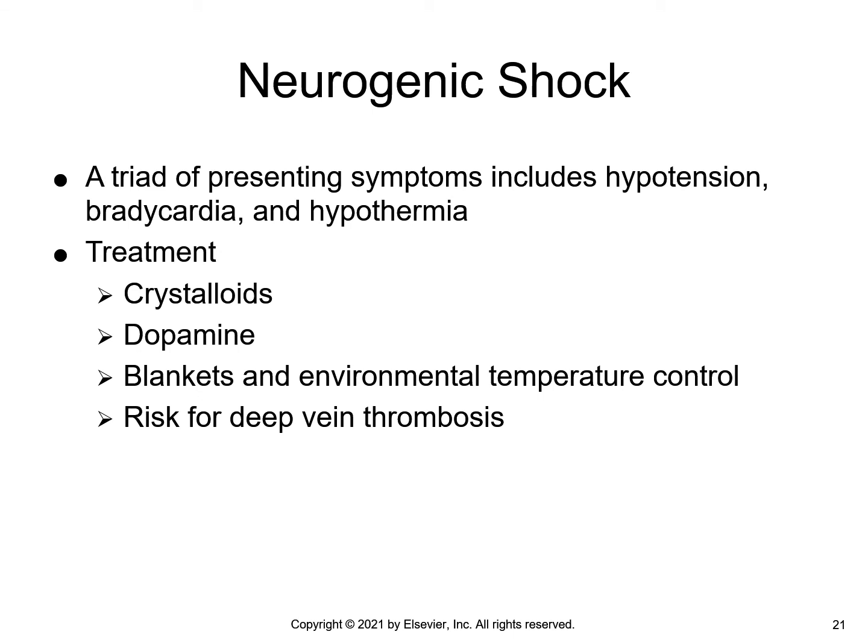Neurogenic shock is the rarest form of shock, but it has a triad of symptoms: hypotension, bradycardia, and hypothermia. Spinal injury or anesthesia can cause a blockage in the sympathetic outflow from the vasomotor center of the brainstem.